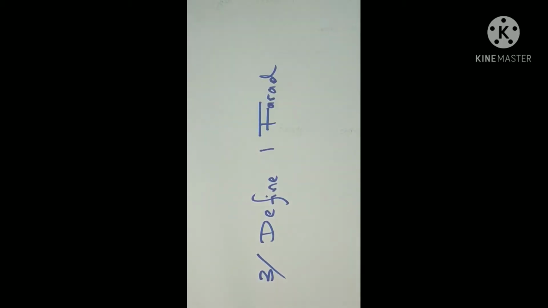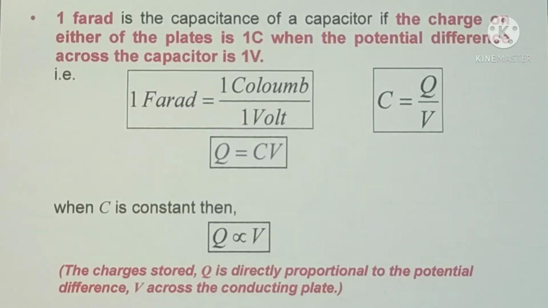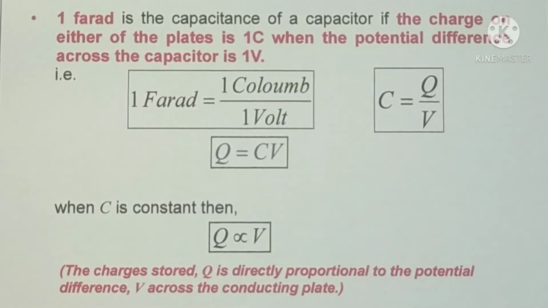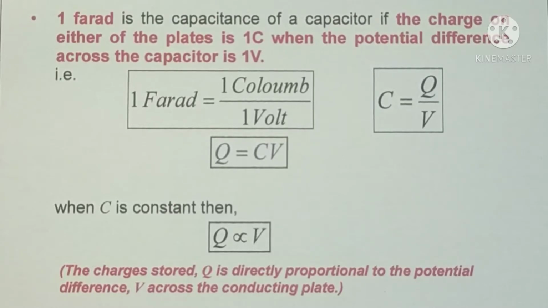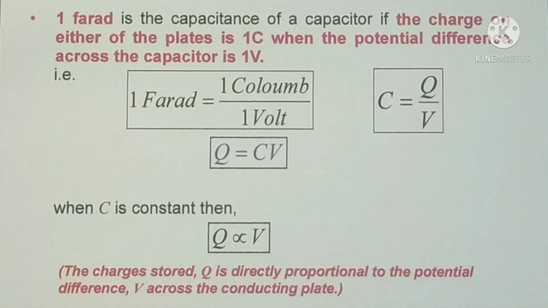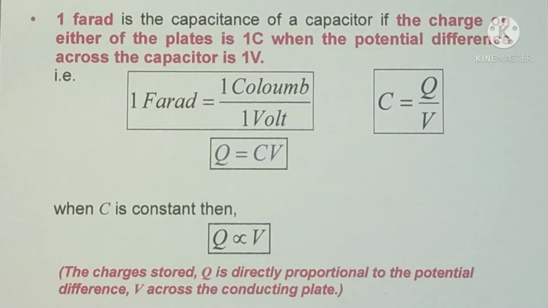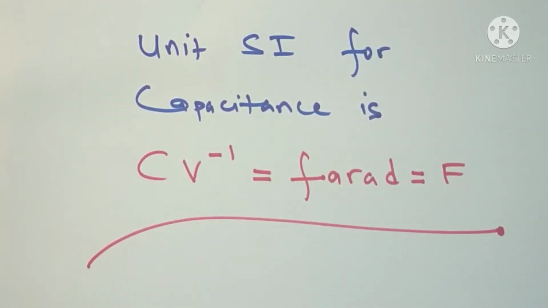Define 1 farad. 1 farad is equal to 1 coulomb per 1 volt, or 1 farad is the capacitance of a capacitor if the charge on either of the plates is 1 coulomb when the potential difference across the capacitor is 1 volt. When C is constant, the charge stored Q is directly proportional to the potential difference V across the conducting plates. The SI unit for capacitance is coulomb per volt, or farad, F.